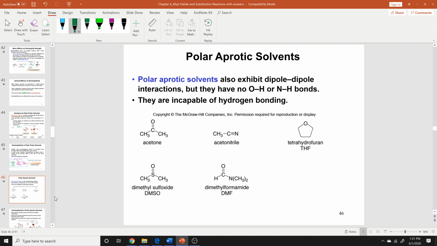As you can see, these solvents don't have any OH or NH bonds, so this is why I call them aprotic solvents. Same thing for acetonitrile. Also, this one has a very bad smell. Tetrahydrofuran is okay, and we also use that, abbreviated as THF. All of those are considered to be polar aprotic organic solvents.